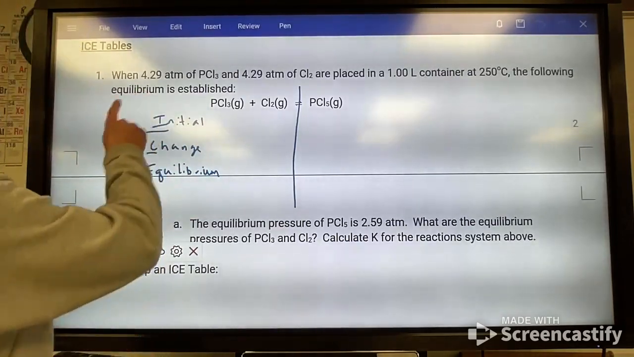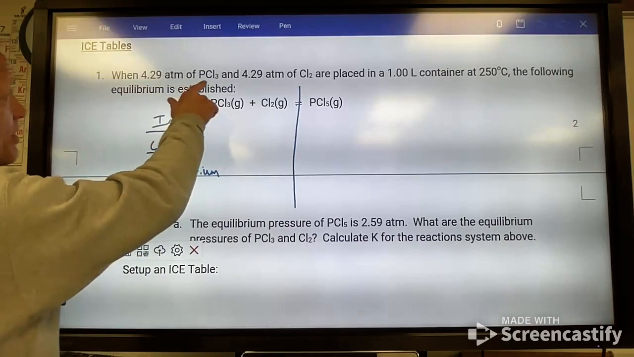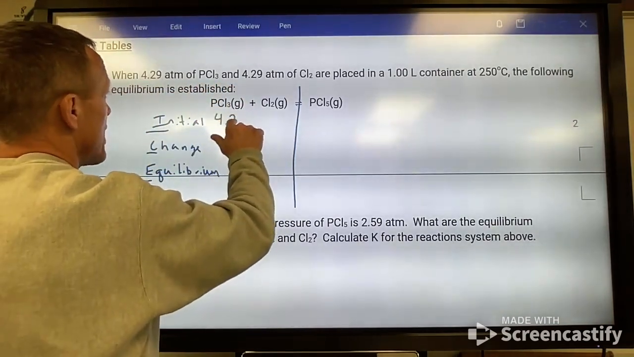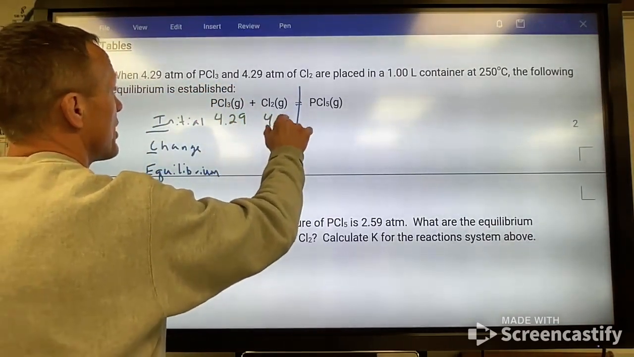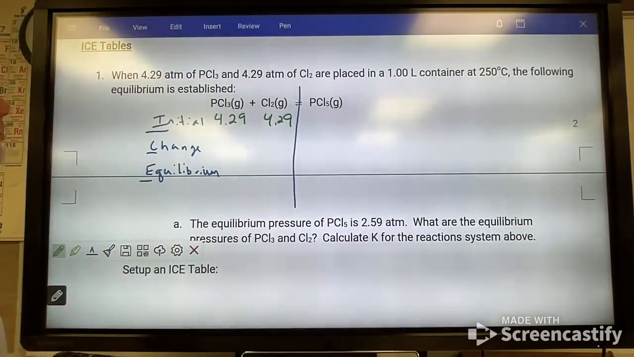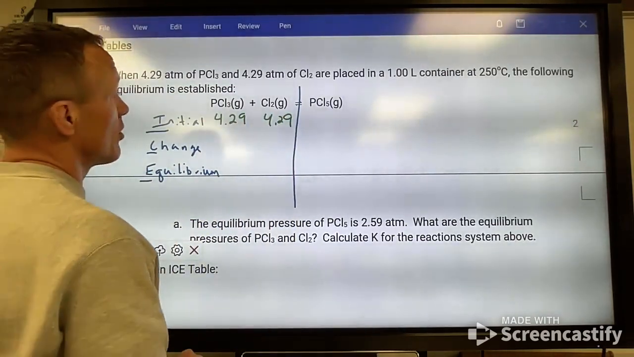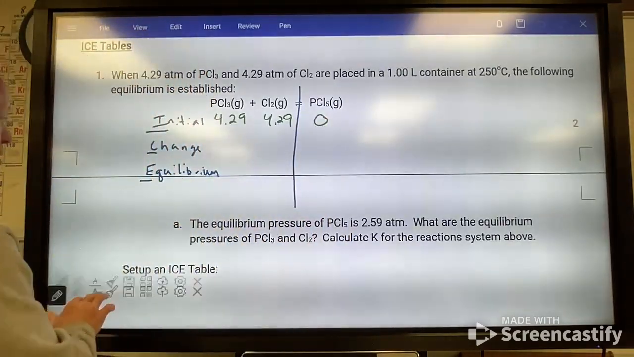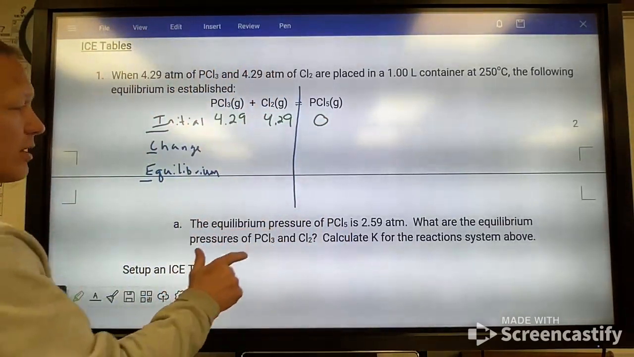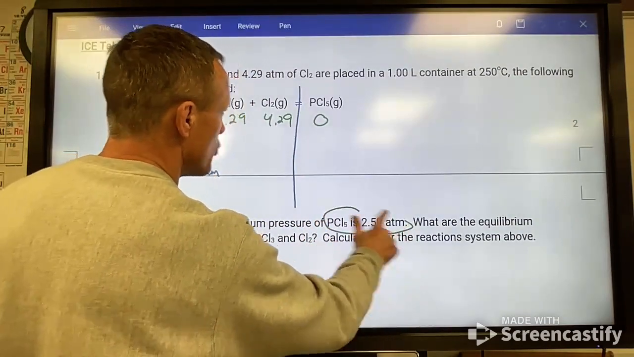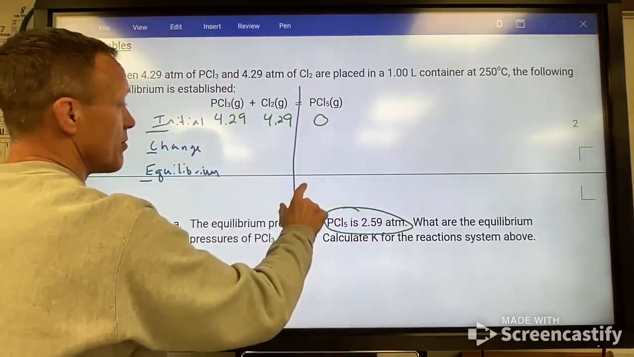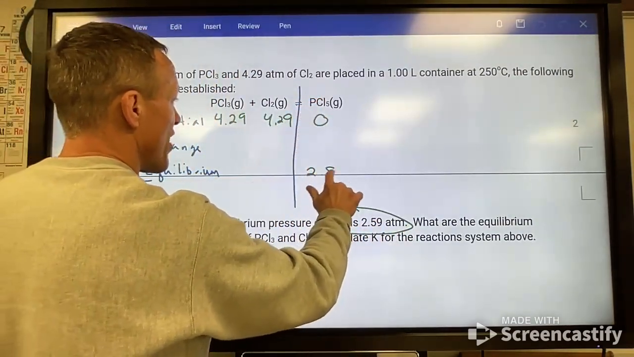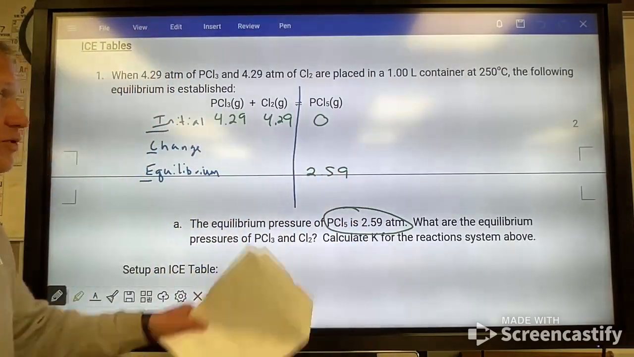So here it's telling us we put 4.29 atmospheres of PCl3, so we're starting with 4.29 atmospheres of that, and 4.29 atmospheres of that, placed in a container until equilibrium is established. So there's none of that to start with. Let it go until it reaches equilibrium. The equilibrium pressure of PCl5 is 2.59 atmospheres. So we know at equilibrium, this value is 2.59 atmospheres. Went from 0 to 2.59.